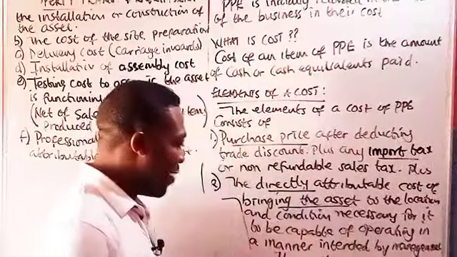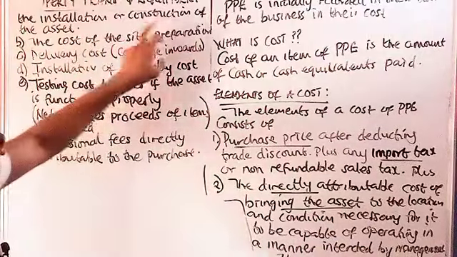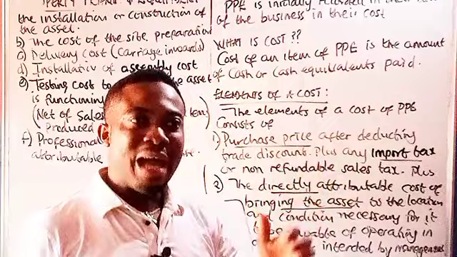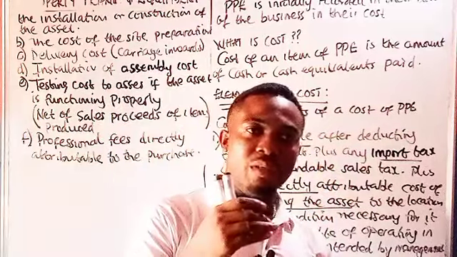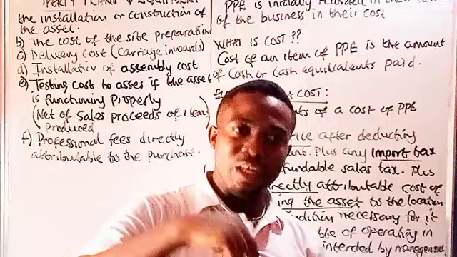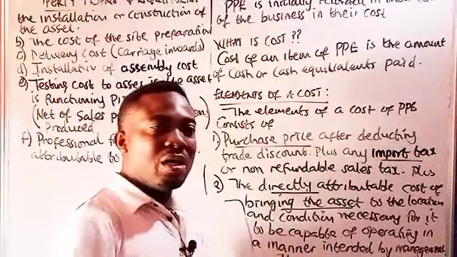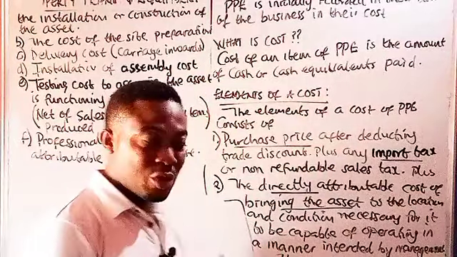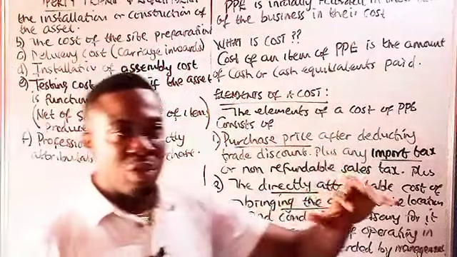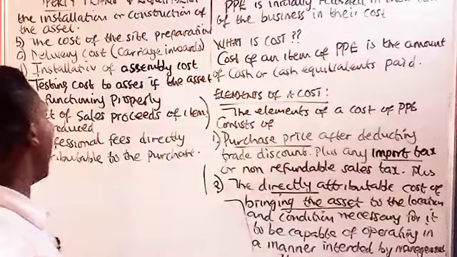Okay, so we said the first item is the employee cost arising from the installation or construction of the asset. For instance, if I bought an item and it involves some of the employees to install it, the cost of them installing it is also directly attributable to the cost of that asset. So it should be added. The second one is the cost of site preparation, the cost involved in ensuring that the site is prepared for the asset.